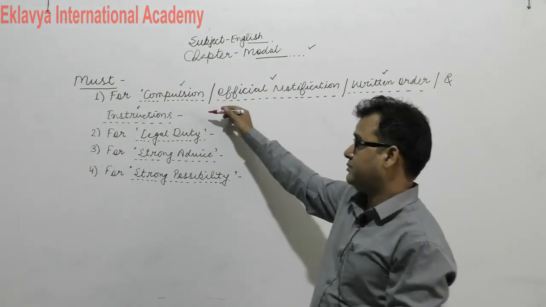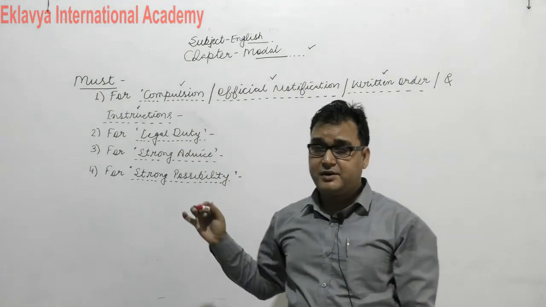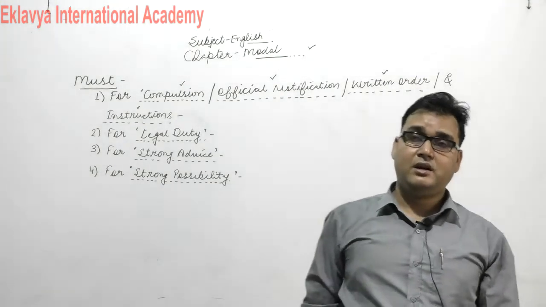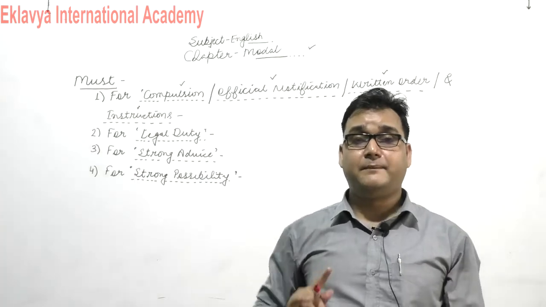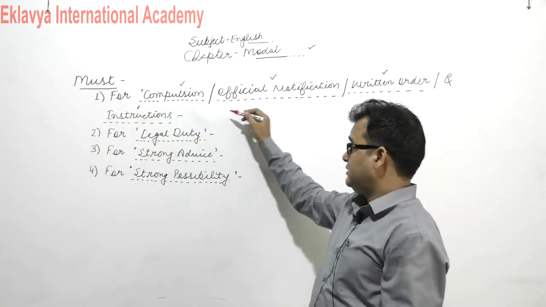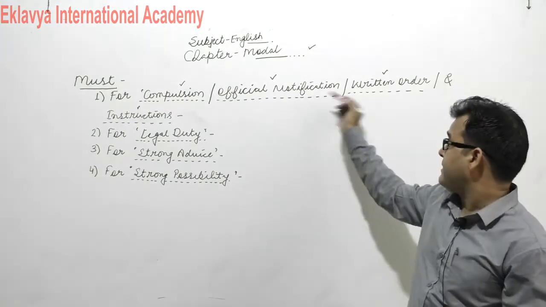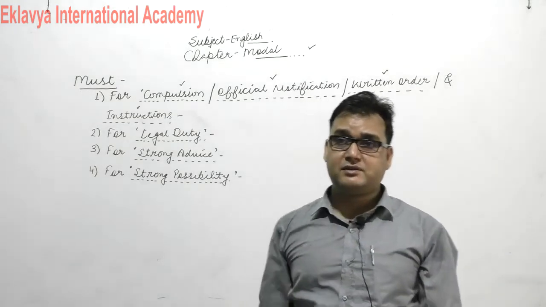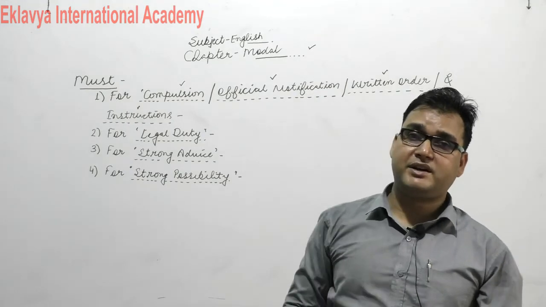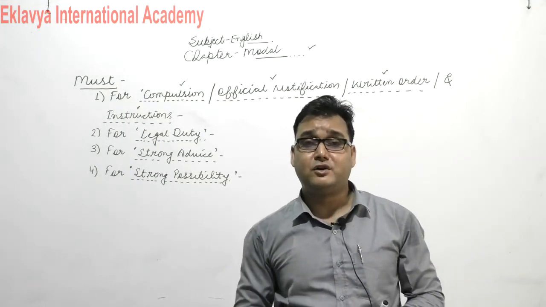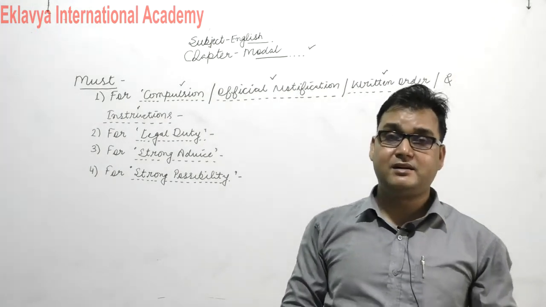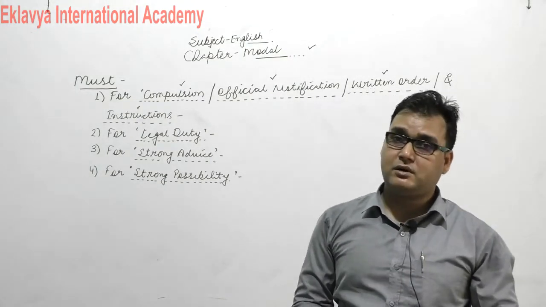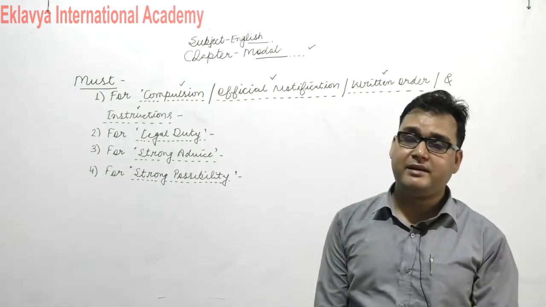The point number first is for compulsion. Compulsion means anivaryata, where the action is compulsory, you have to do that action. We always proceed with must model if there is a case of compulsion. For compulsion, official notification, written orders and instructions, the sentence will proceed with must model. But don't forget that for official notification we also use should. Is it clear? You may easily find on a piece of paper which is the official one, should or must; both the models are used liberally. Okay, there is no problem.